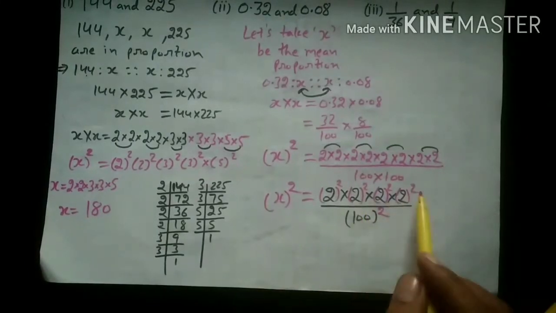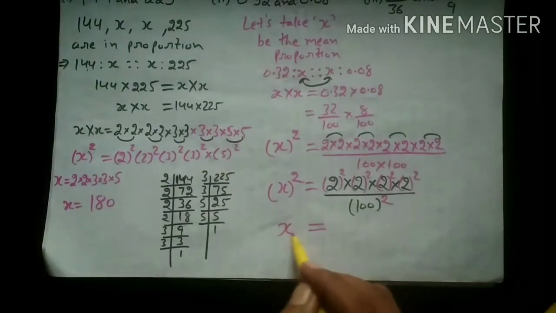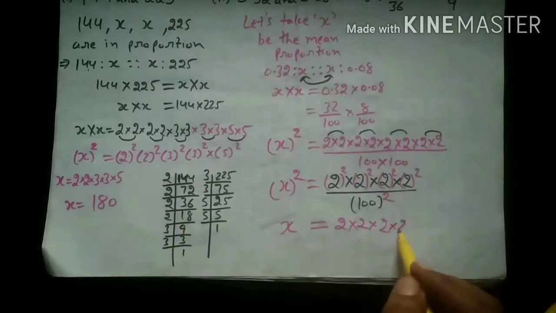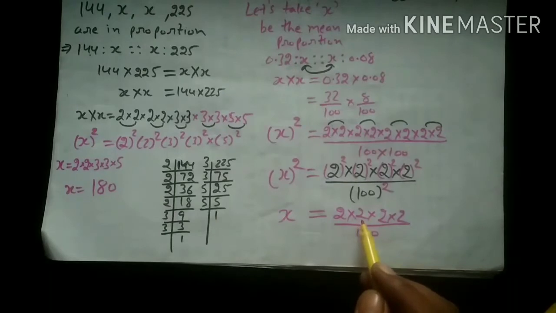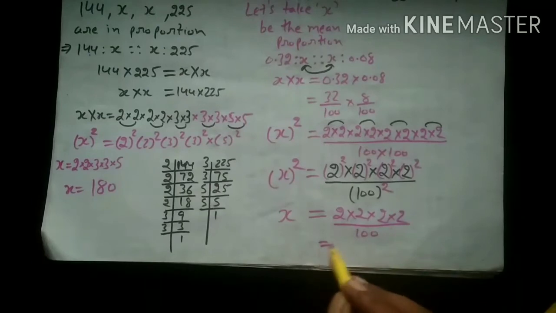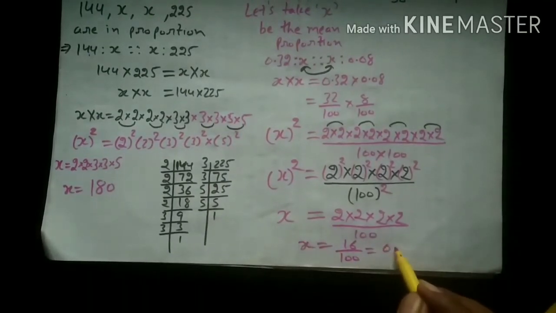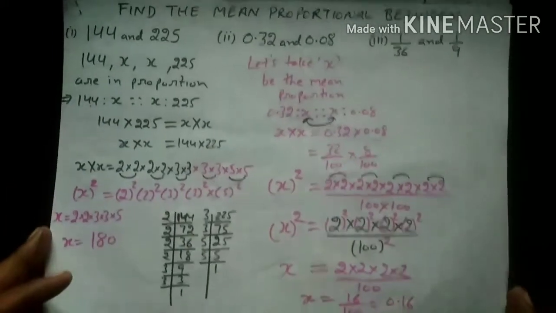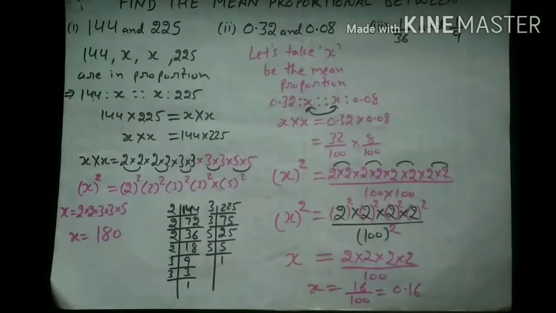Now 2, 2, 2, 2, 2, all pairs I will cancel on both sides. So x will be 2, 2, 2, 2 and 100. So my answer is 2 multiply 2 is 4, 4 multiply 2 is 8, 8 multiply 2 is 16, 16 by 100. The answer is 0.16. So in this way I have found the answer for the mean proportion of the second part.